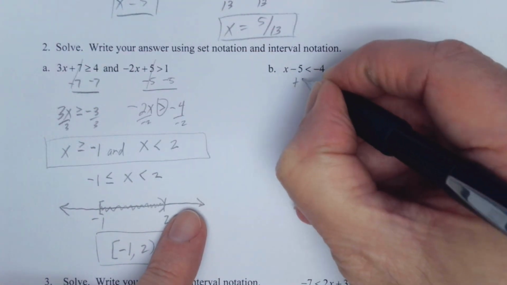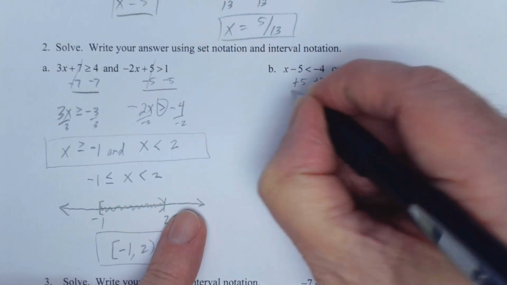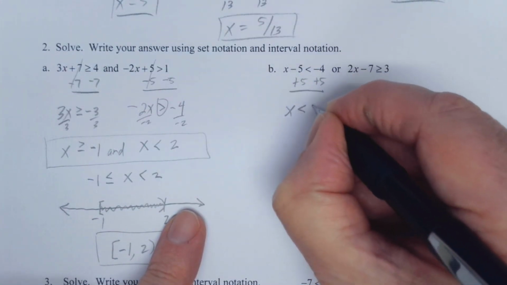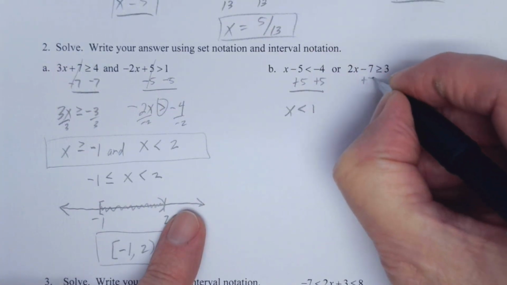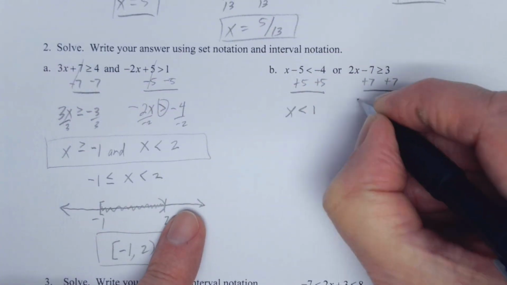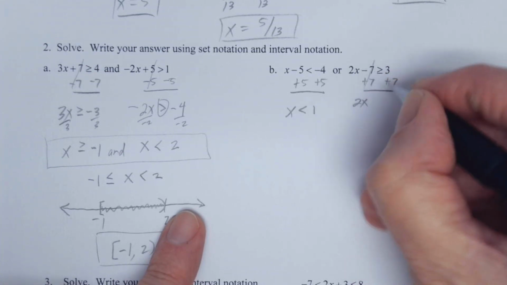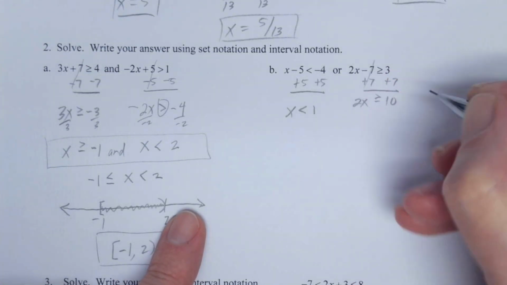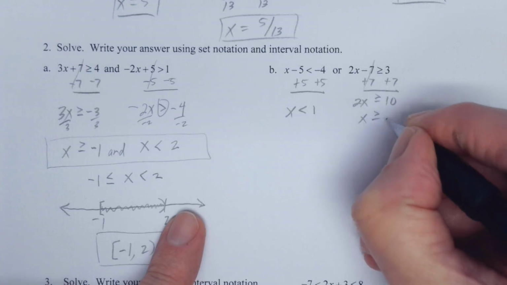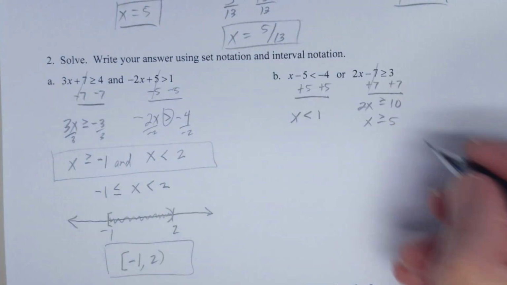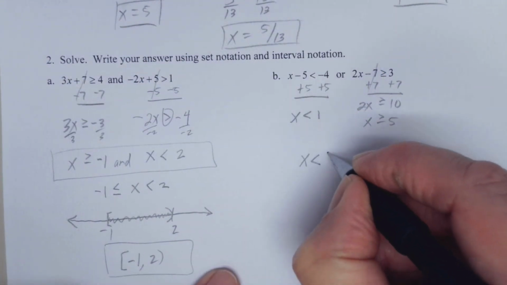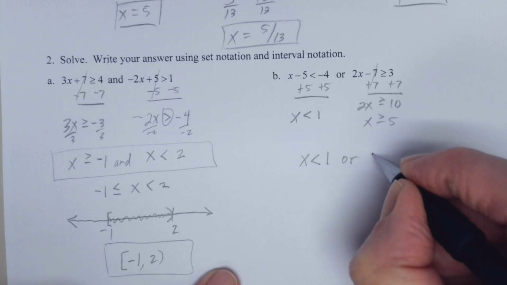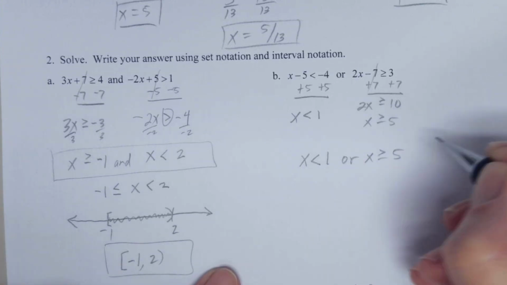So here we're going to want to add 5 to both sides. You get x is less than 1. This is a two-step inequality, so we'll add 7 to both sides. Get 2x is greater or equal to 10, or x is greater or equal to 5. Just divide both sides by 2. Of course, 2 times 5 is 10. So our answer is x is less than 1, or x is greater or equal to 5.